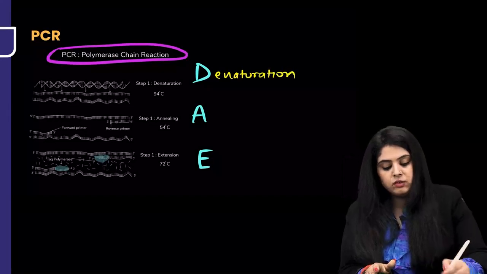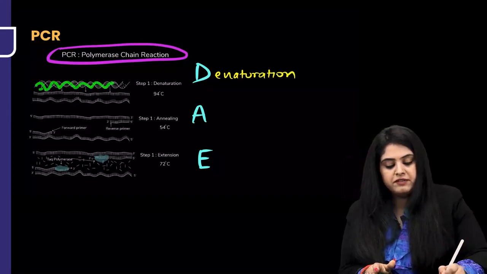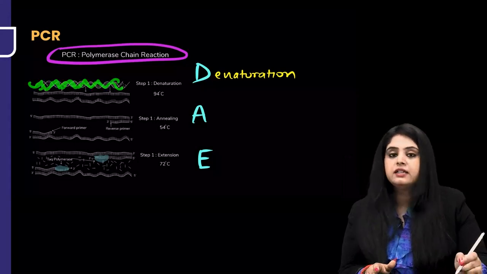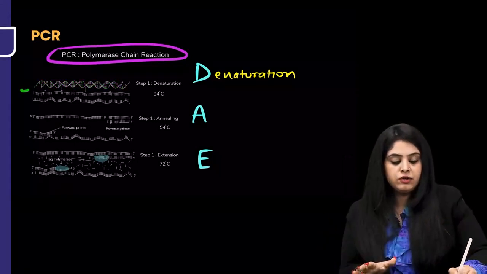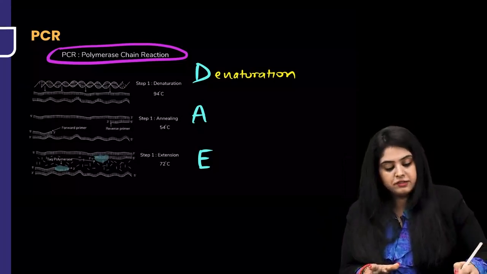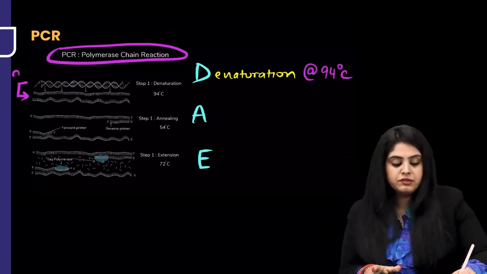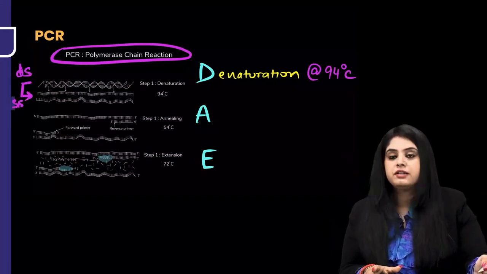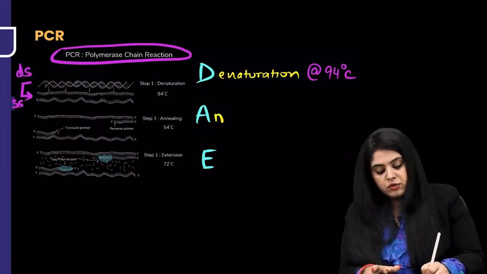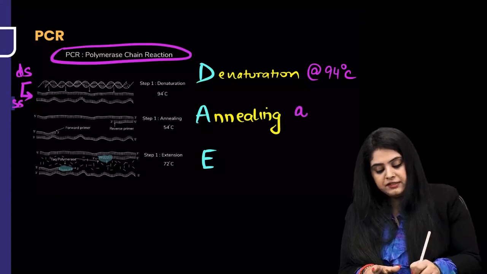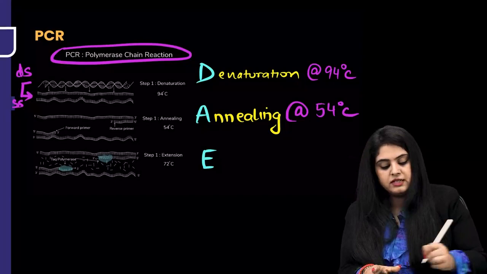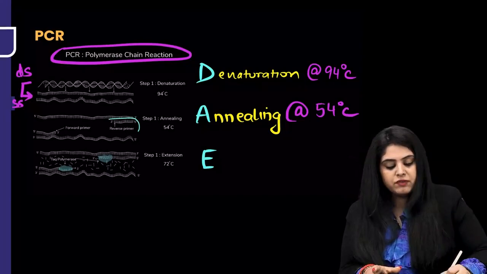Denaturation means, look at this DNA of yours. Normally everyone has a double stranded DNA, right? So denaturation means separating. You are going to separate it into single strands, and that is done at 94 degrees centigrade. So double stranded is converted into single stranded. After that, what is the next step? You are going to attach something. That is annealing, and annealing is done at 54 degrees centigrade. So what is annealing? I will attach one primer over here, and I will attach one primer over here.